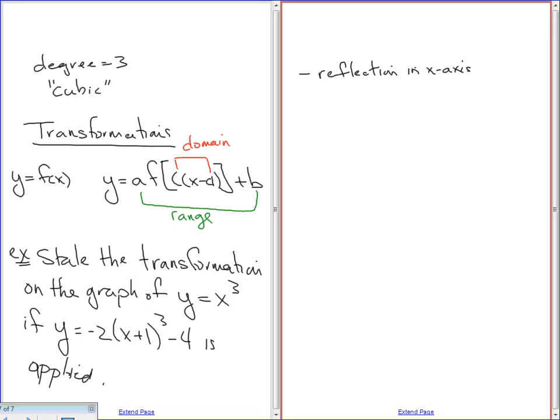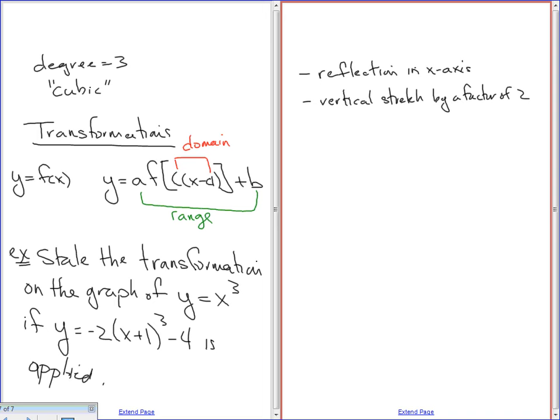So you would say vertical stretch by a factor of 2. Okay, this plus 1. What does the plus 1 do?